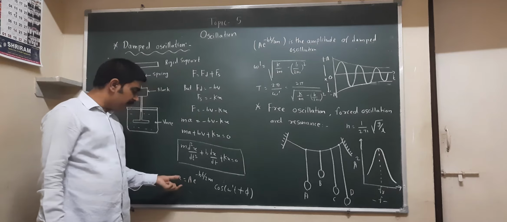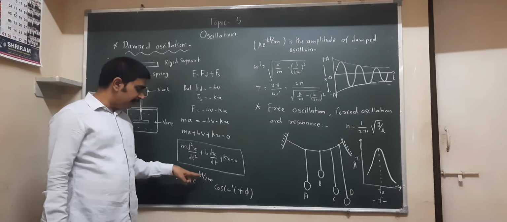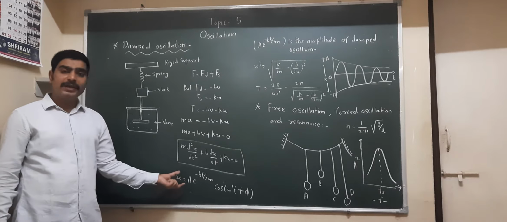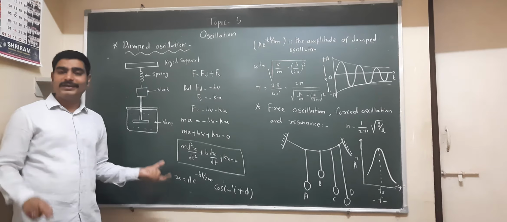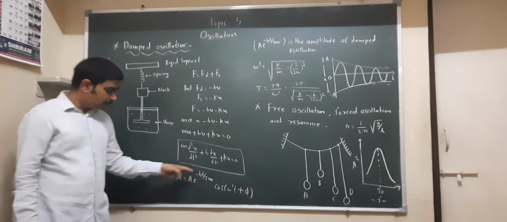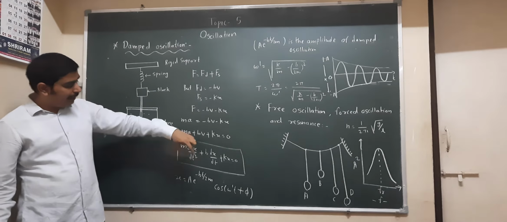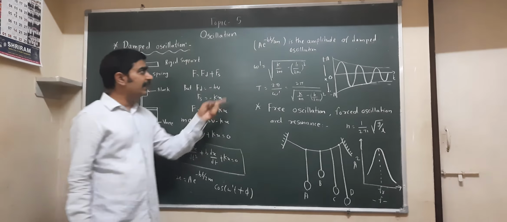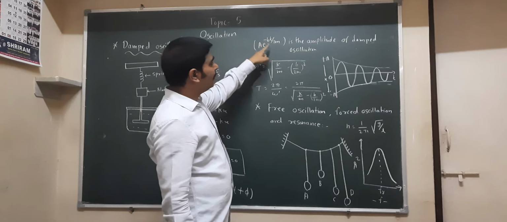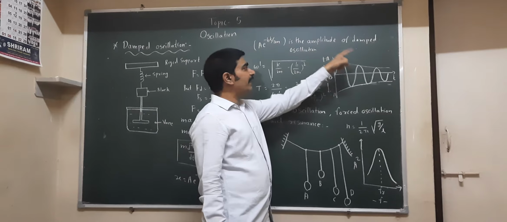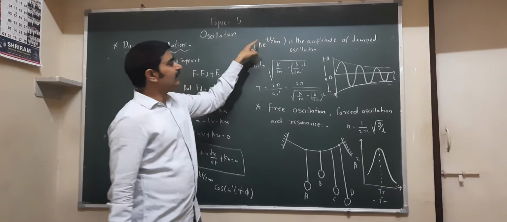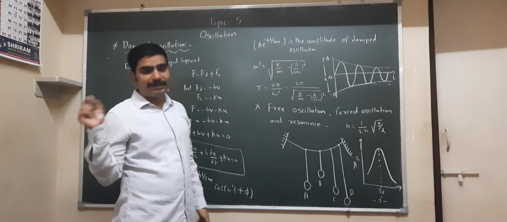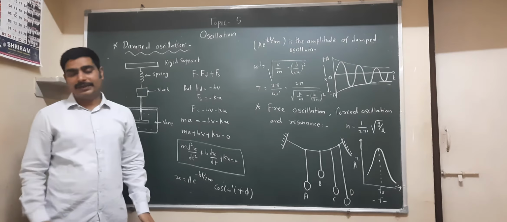Friends, here if we observe this term a e raised to minus bt upon 2m, the equation for the displacement is like x is equal to a cos omega t. So this quantity is nothing but the amplitude, and this amplitude has a negative exponential power. So this indicates that a e raised to minus bt upon 2m is the amplitude of damped oscillation. As it has a negative term, the amplitude goes on decreasing. That is the mathematical answer for why the amplitude goes on decreasing.